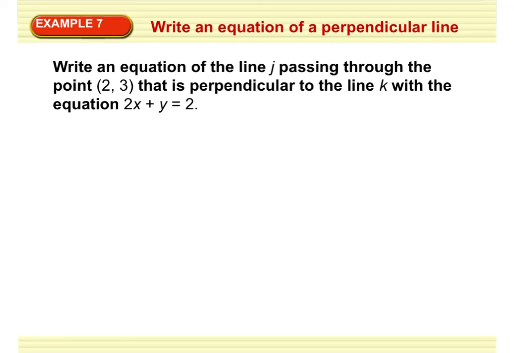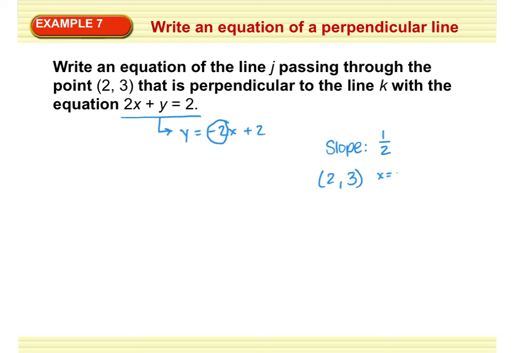Okay. Write an equation of the line J passing through the point 2, 3 that is perpendicular to the line K with the equation 2x plus y equals 2. First things first, we want to change this into slope-intercept form. All we have to do is subtract 2x from both sides, so we get y equals -2x plus 2. This is the slope of this line, but remember, we want ours to be perpendicular. So the slope of our line should be +1/2.